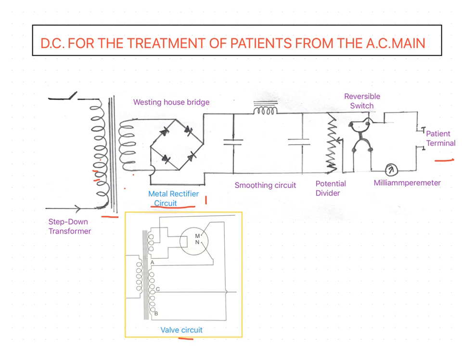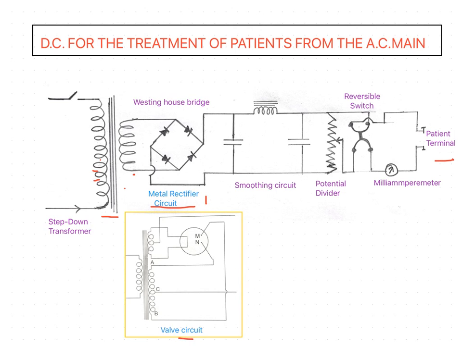Now this secondary coil of the transformer is connected to a Westinghouse bridge circuit, that is called the metal rectifier circuit. We have discussed this separately, which helps in the rectification of alternating current to direct current, that is, full wave rectification. This Westinghouse bridge consists of two pairs of rectifiers. So this circuit is called the metal rectifier circuit.